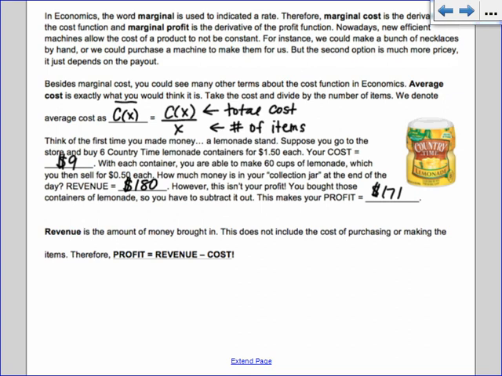Okay, so do you understand the different words that we use? Revenue. Revenue is the amount that's in the jar at the end of the day. Profit is taking that amount and subtracting out how much you spent on it. So profit is always revenue minus cost. That's a very important equation in econ and in math. Let's do a couple problems with this.